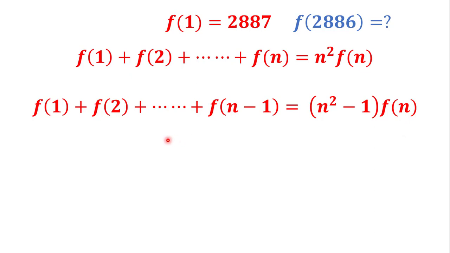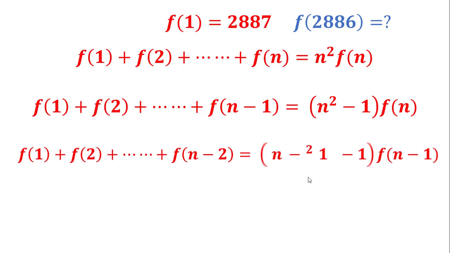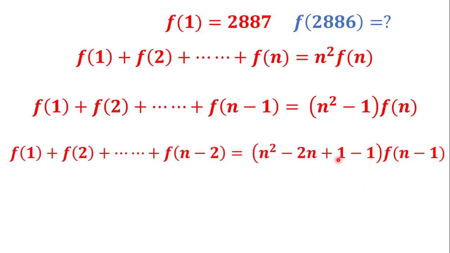Now we want to replace n by n minus 1, so this term becomes f(n-2), this term becomes (n-1) all squared minus 1, and this term becomes f(n-1). Expand this expression: (n-1) all squared equals n squared minus 2n plus 1. Plus 1 minus 1 is going to cancel out.